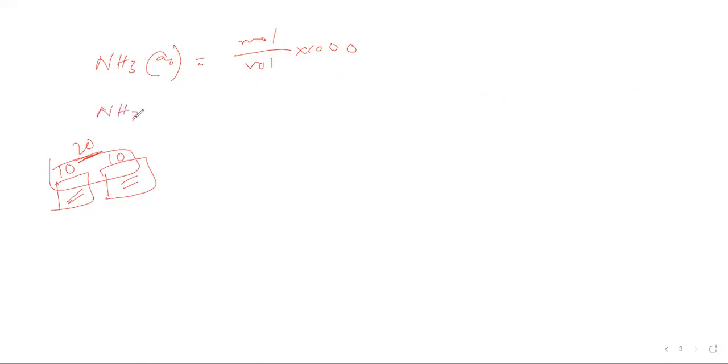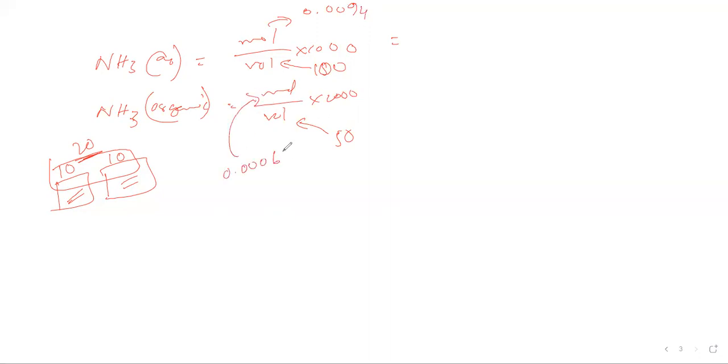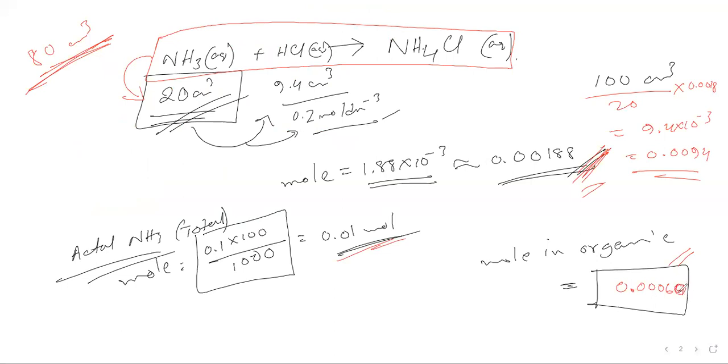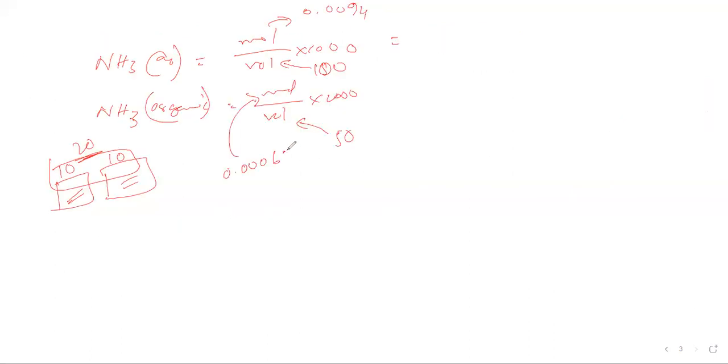So doing the calculation, both cases will use the same formula. Over here the volume should be 100, over here the volume should be 50, and the mole over here should be 0.0094, and over here the mole should be 0.00066. So that's our number of moles.